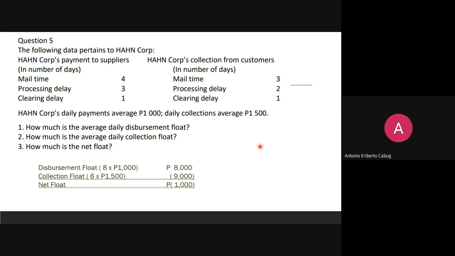Okay, very good. Negative ha yung dulo. Negative yung pangatlo, ha? Okay, because there is more collection float than the disbursement float. So, 8,000, 9,000, kahit hindi nyo lagyan ng negative, understood yan, 9,000. And the net float, you should specify that this is negative 1,000. Okay?